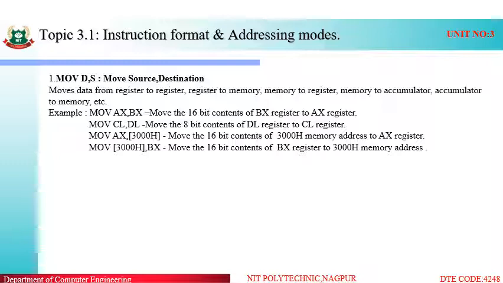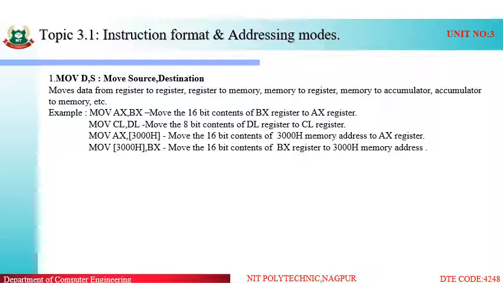Now AX and BX are 16-bit registers. So the data of BX, that is the source, will be moved into AX. Similarly, MOV CL comma DL: whatever data is inside DL will be moved into CL. Both are 8-bit registers.